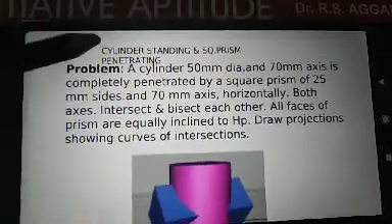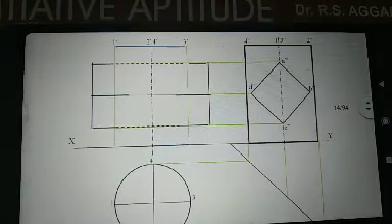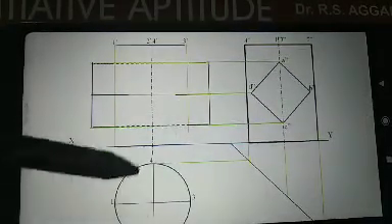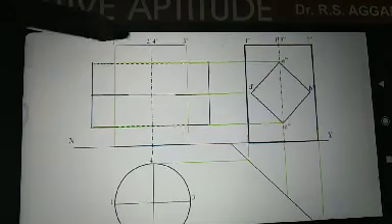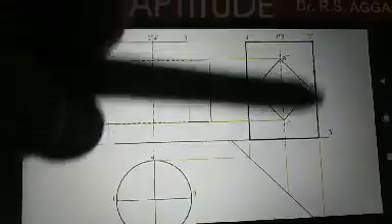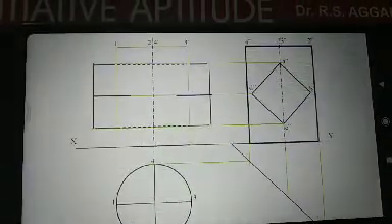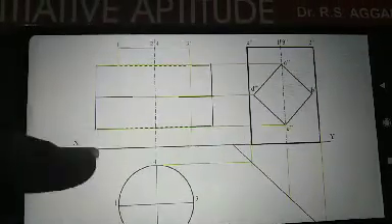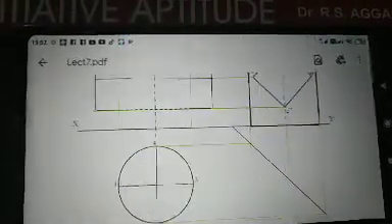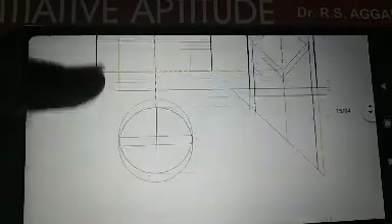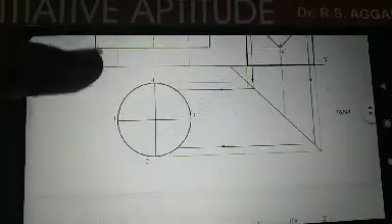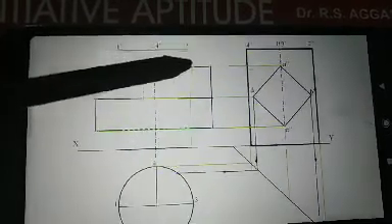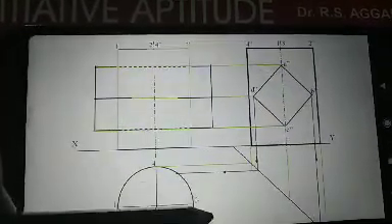Then we discussed intersection of cylinder with square prism. For that purpose, similarly, we have drawn the top view of the vertical cylinder. Then we have drawn the front view of the similar one, and after that, the side view of the square prism is drawn here. From that side view, we projected it in front view and top view. Like this, the projections will appear in this front view and top view.